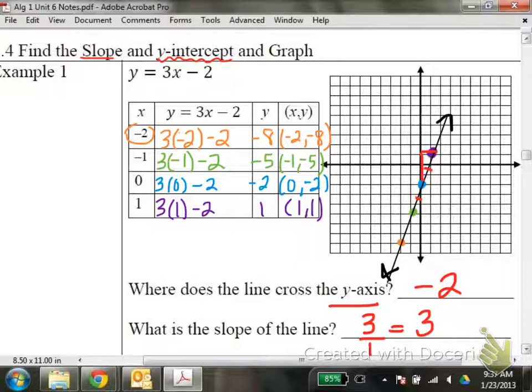So take a look. My y-intercept is negative 2. Now look at the equation. Do you see negative 2 anywhere? Right there. My slope is 3. Do you see 3 anywhere? Yes, right there. That's how we're going to graph the line. So we don't have to use the table anymore.